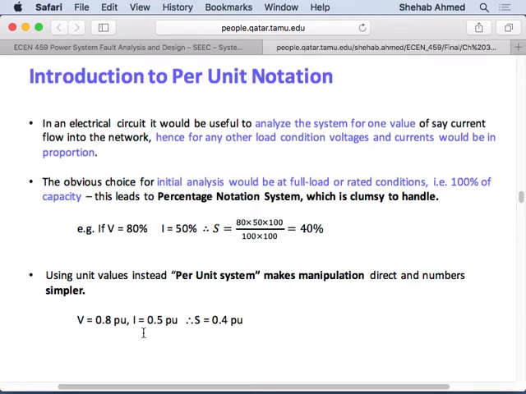So we will come up with base values for all these 4 quantities. We will come up with base values for power, voltage, current, and impedance, for every place in the power system, for every zone in the power system. What do you think is going to be the most problematic part about normalizing the values around the power system?